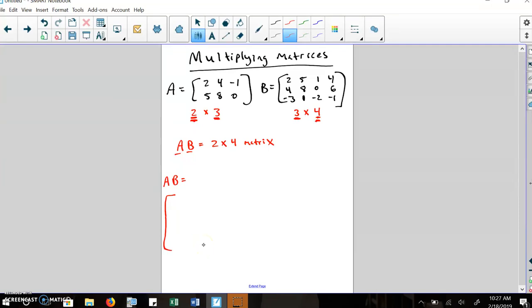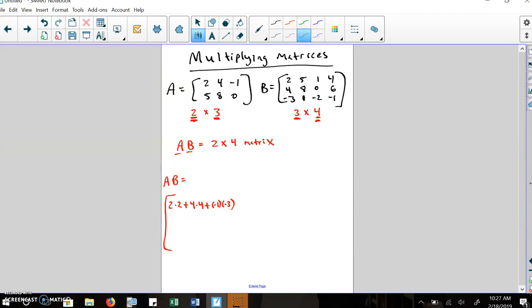Okay, here's what we're going to do. First things first, for our first entry in our new matrix right here, we're going to go across the first row and down the first column. So here's what it's going to look like: 2 times 2 plus 4 times 4 plus -1 times -3. Okay, so there's going to be our first entry. I'm not 100% sure if I'm going to have enough space. I'll try and do this all in different colors so we can keep it all separate.